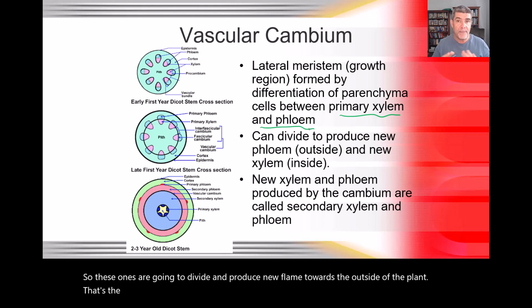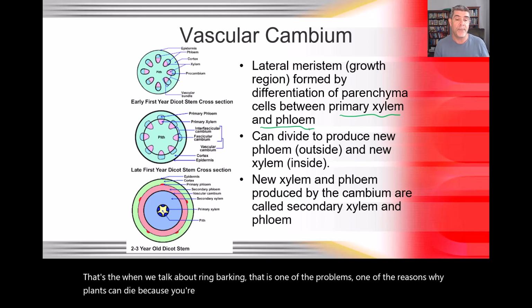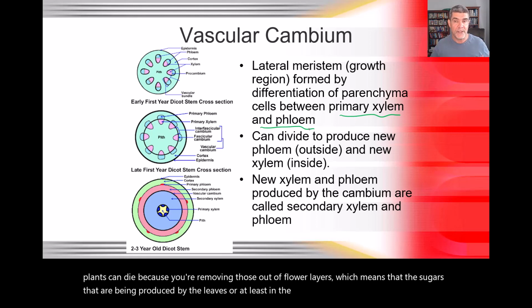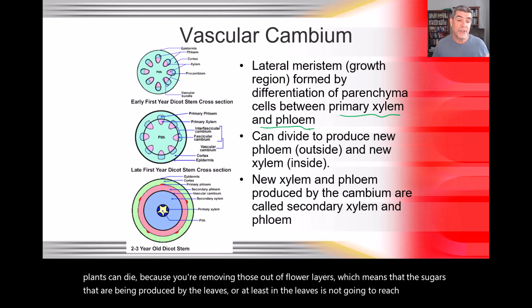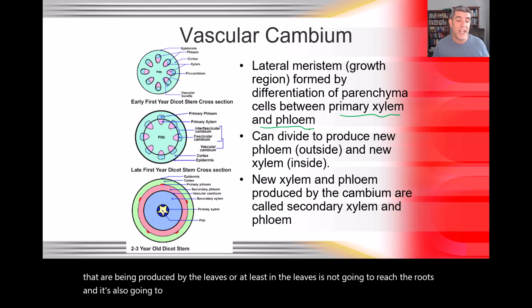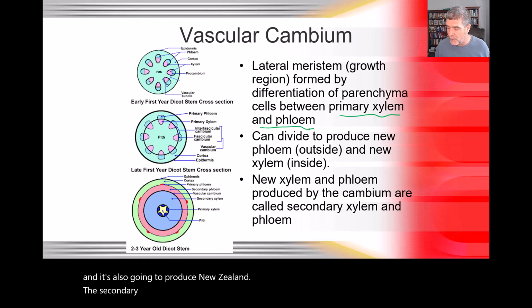When we talk about ring barking, that is one of the problems, one of the reasons why plants can die, because you're removing those outer phloem layers, which means that the sugars that are being produced by the leaves, or at least in the leaves, is not going to reach the roots. And it's also going to produce new xylem or secondary xylem and phloem, which is what we've talked about.